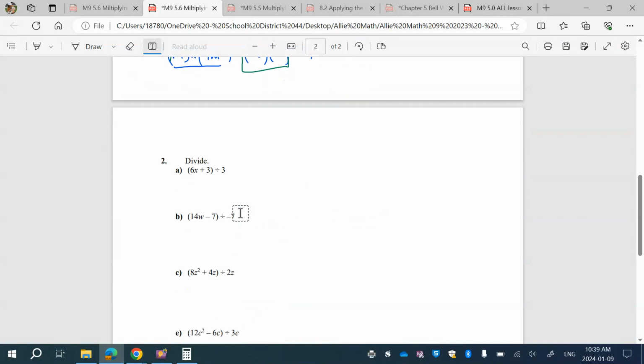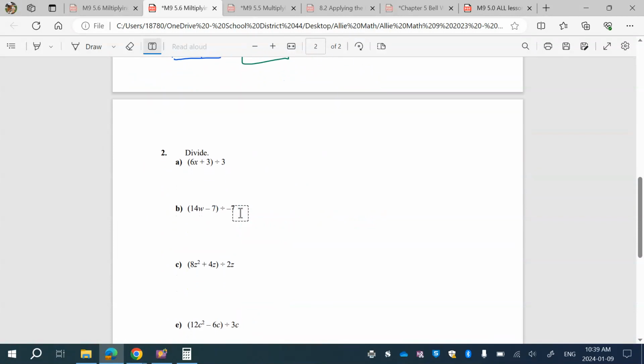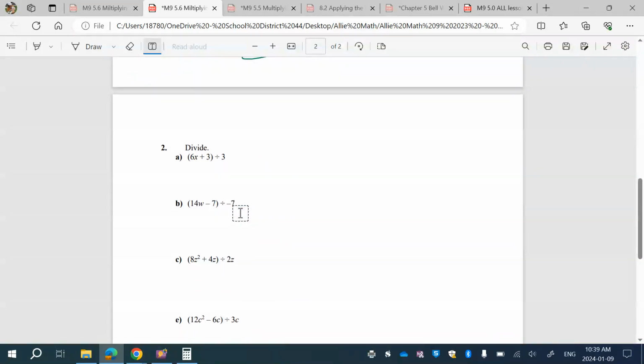So let's see, which one do I want to do here? I guess we could do this one. I want to start here because these are just constants. So let's start here then. Let me show you this one.